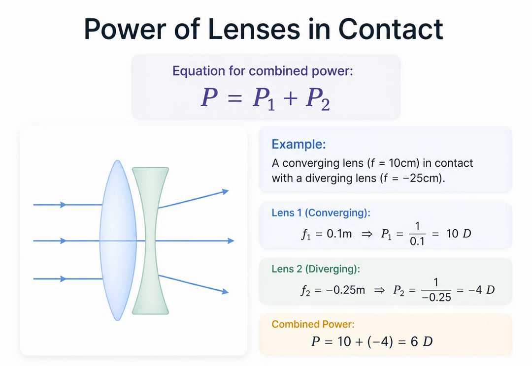If we place two thin lenses in direct physical contact, finding their combined power is incredibly easy. You just add their individual powers together. For instance, if we combine a 10 diopter convex lens with a -4 diopter concave lens, the total power of the combination is simply 10 minus 4, giving us a net power of 6 diopters. This mathematical simplicity leads us perfectly into our next topic on magnification.